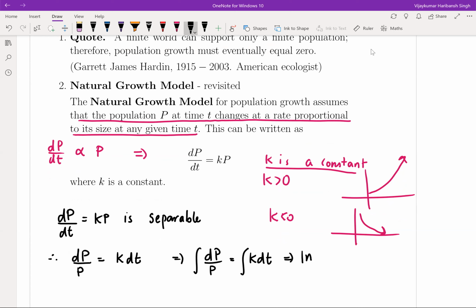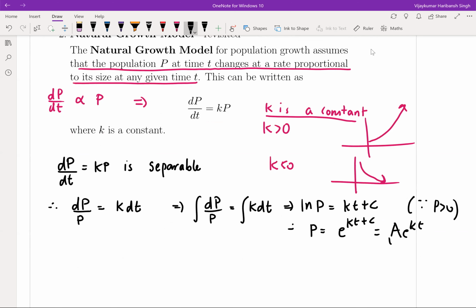Now note that P is positive, right? Since population is always positive, we don't need the absolute value. It is kt plus c, so therefore we get P equals e to the power kt plus c, which we can write as A e to the power kt, where A is e to the power c. So this is a solution already.